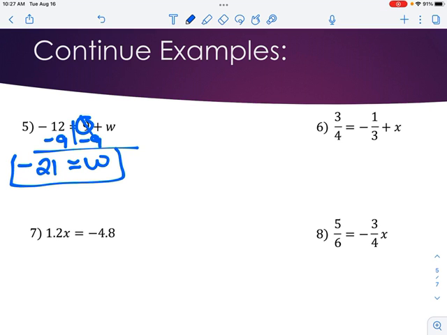If you want to think money-wise, you are buying something for $12, you're buying something for 9 more, that's going to leave you with buying something for 21.